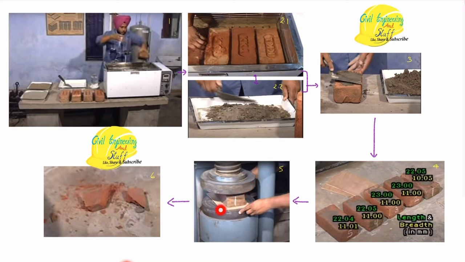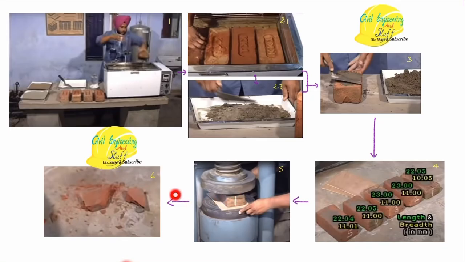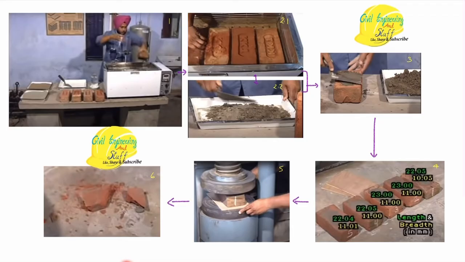We put it into the compressive strength testing machine, and here the load is applied at the rate of 14 Newton per mm square per minute till the failure occurs. The compressive strength of the brick will be the maximum load at failure divided by the average area of the bed face, which is measured before the testing is done.